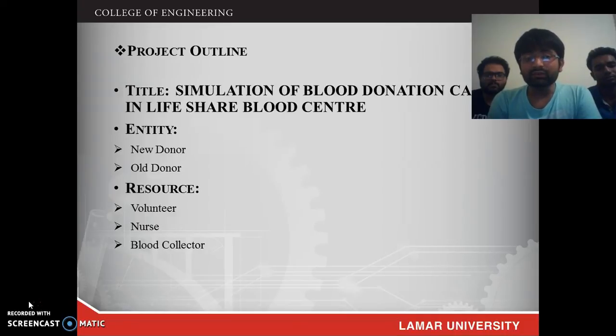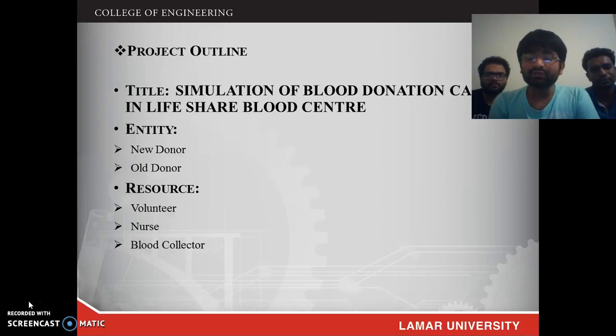Here I would like to explain in depth both the entities and the resources. The new donor is the one who comes to the center for the very first time, who never did blood donation in the past. The old donor is the existing donor who did blood donation in the past. Now the resources: the volunteer, nurse and the blood collector.